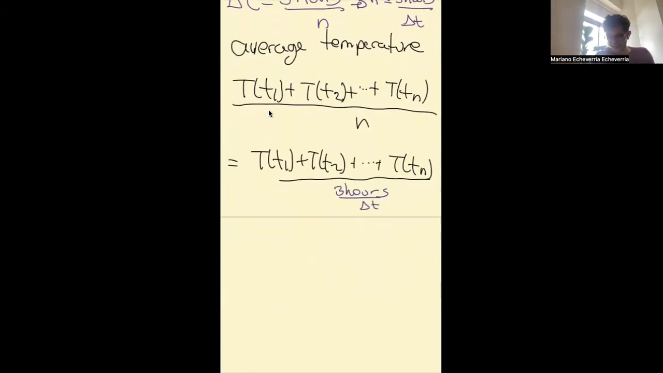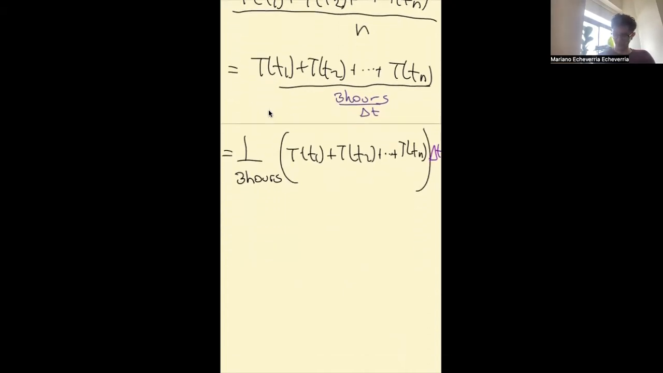And so by the properties of fractions, you can move this to the top. So this gives you, let me write it in a way that's convenient, 1 over 3 hours times temperature T1 plus temperature of T2 plus temperature of Tn, times delta T. And now what I'm going to do is to distribute this.